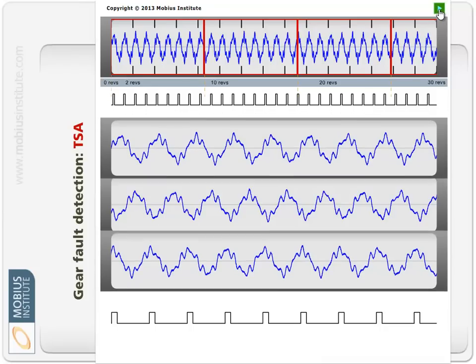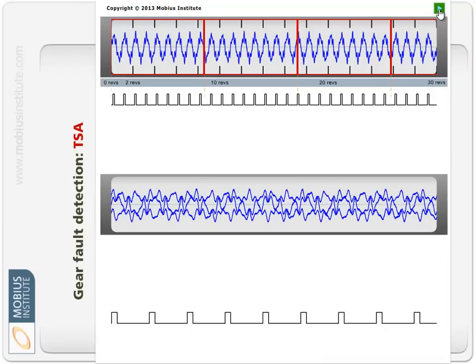Anyway, the point is that if I was to use my analyzer to average the time waveforms, not the spectra, but the time waveforms, you can see that would be a pointless exercise because these things are just going to average each other away. That's the normal function of an analyzer. But we can use something called time synchronous averaging.